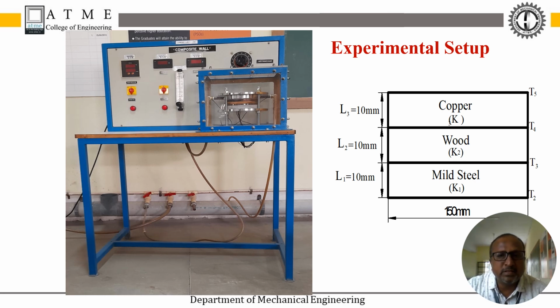And all these three things. The thermocouples are placed at critical points where we need to measure the temperature. T2 is the bottom surface temperature of the mild steel. T3 is the junction temperature between the wood and mild steel, T4 is the junction temperature between copper and wood, and T5 is the top surface temperature of the copper.